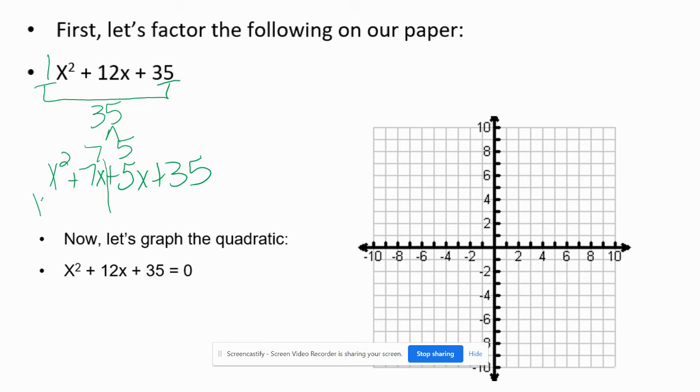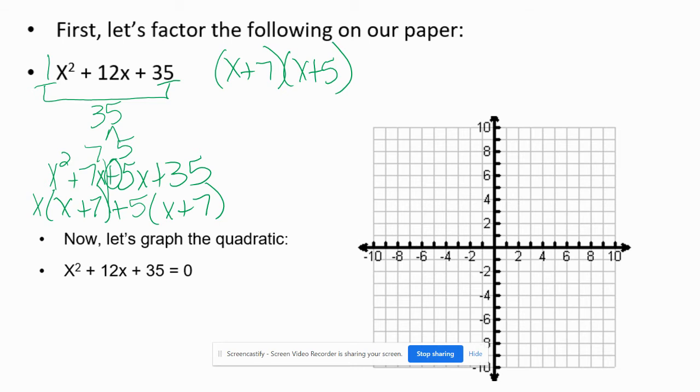Our GCF on the left is x. That leaves us with x plus 7. Pull down the plus sign. Our GCF on the right is 5. Dividing by 5 leaves us with x plus 7. So our factored form here is x plus 7 times x plus 5, or x plus 5 times x plus 7.